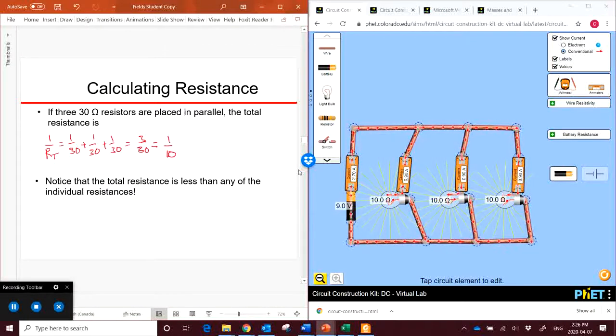So now we have this equation. I'm just going to shorten it up over here. We have 1 over RT is equal to 1 over 10. Okay, we invert both sides. We get RT is equal to 10 ohms. So the total resistance in a parallel circuit will actually be less than the resistance on each individual path.